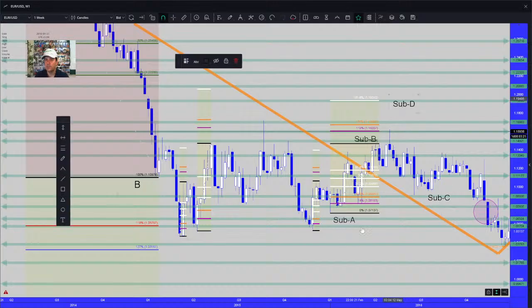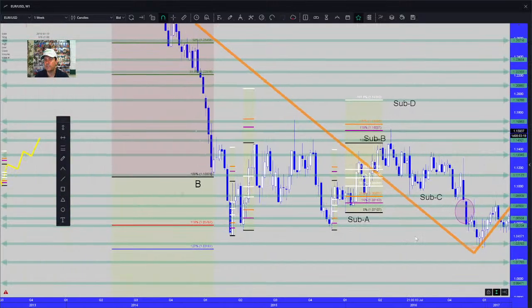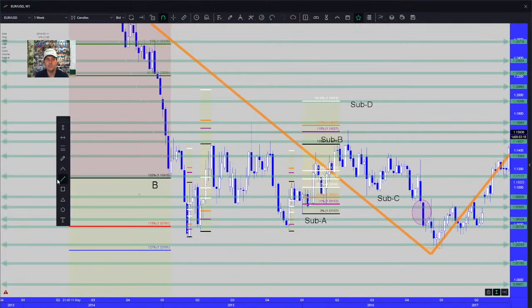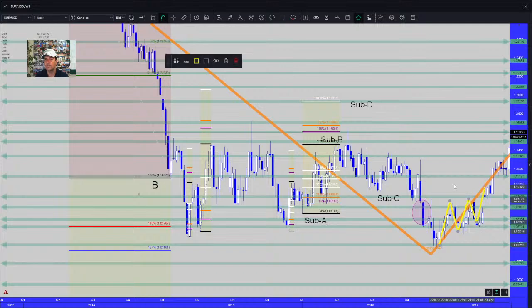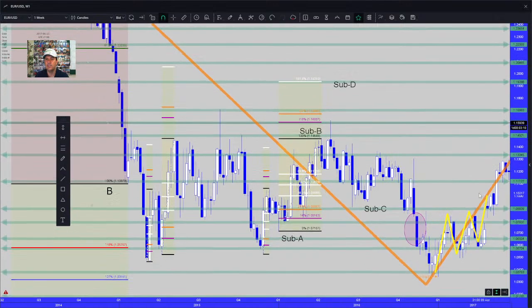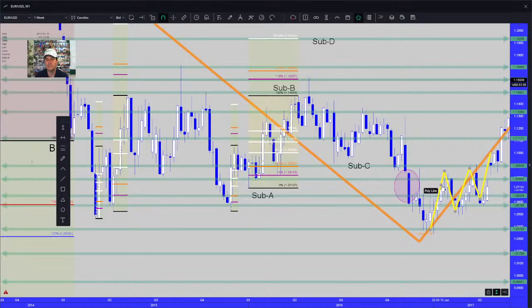On the sub A. So the market went down, right? And can you see higher highs, higher lows, higher highs, higher lows? So charting the contrarian again, right? And sub A to sub B.